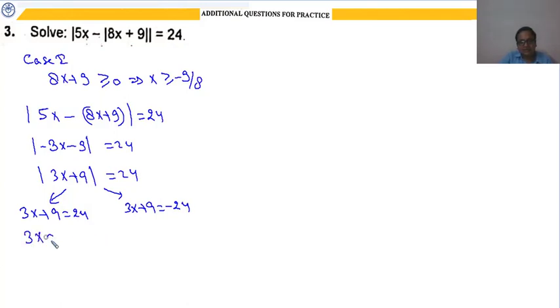So this gives us 3x is equal to 24 minus 9, which is 15. So we get x equal to 5. Now this value is greater than minus 9 by 8. So we select this value. x equal to 5 is accepted. Now 3x is equal to minus 24 minus 9, which is minus 33. So x equal to minus 11. This is not greater than minus 9 by 8. So we reject this value. So we got one value, x equal to 5, in this range. First case.